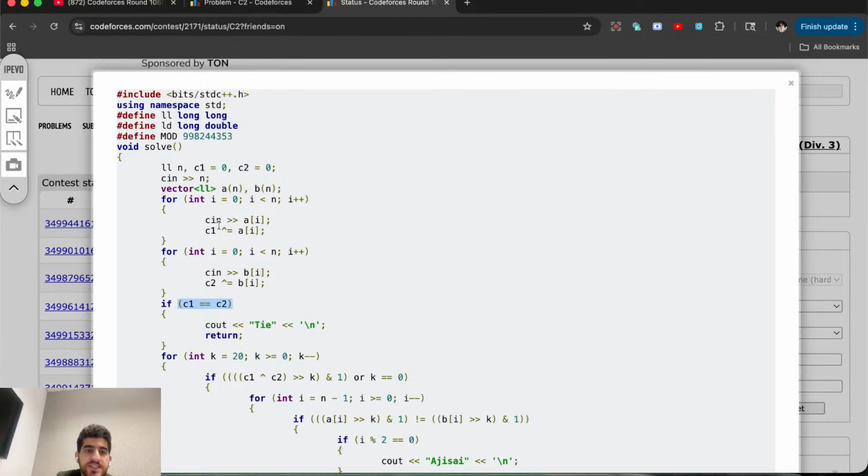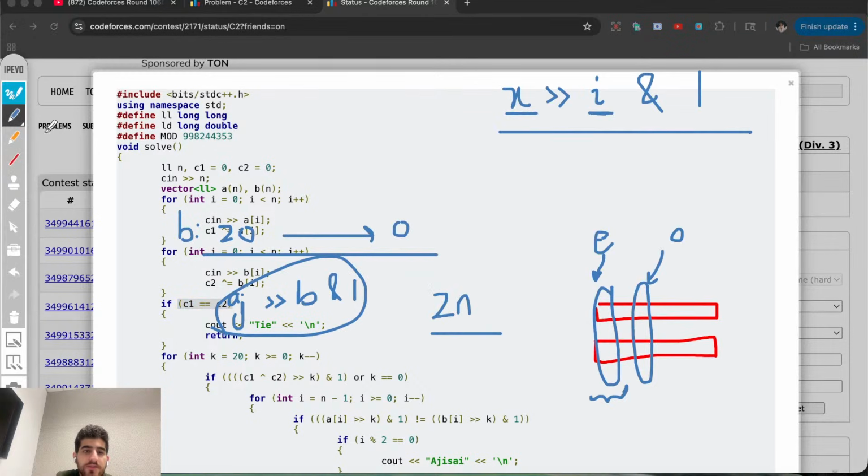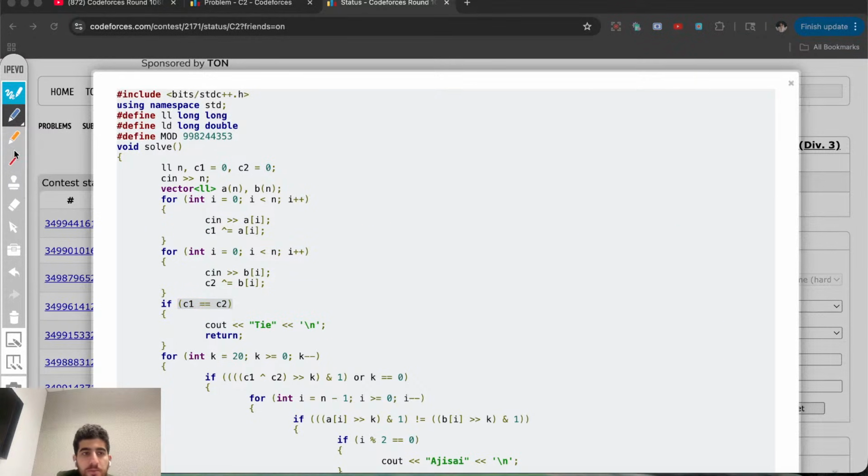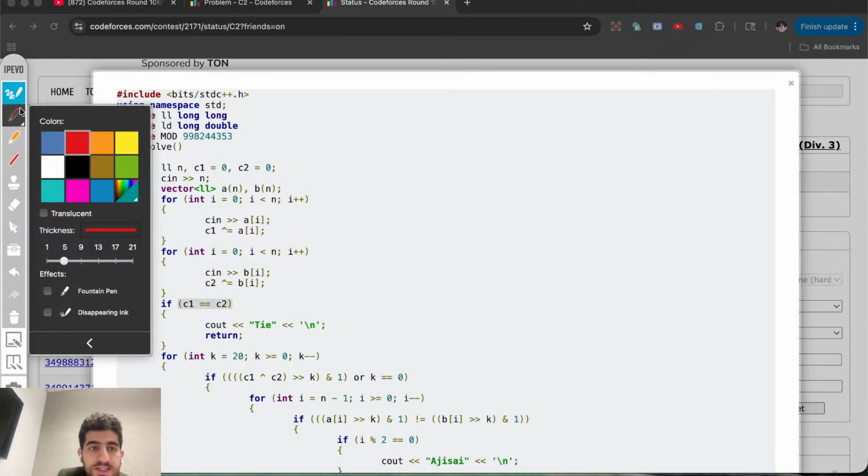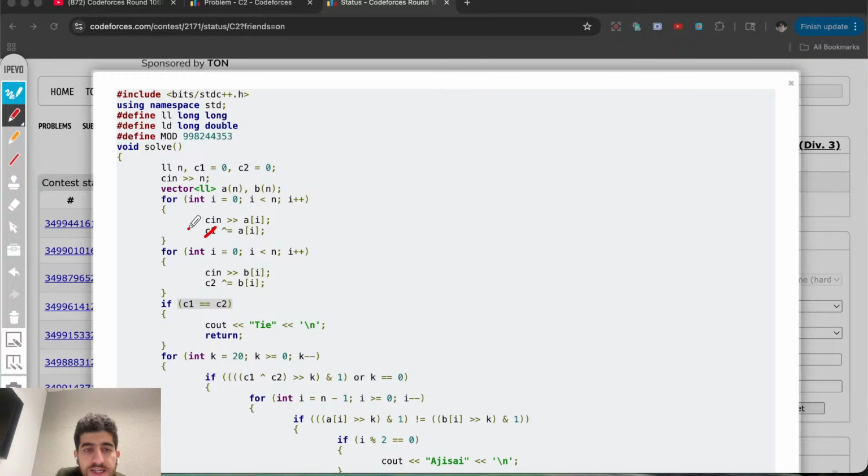Actually, if instead of C1 and C2 we had just C, if in both of them he was writing C, this if would turn into if C is 0. What does it check? It checks the XOR of all the numbers in A and the XOR of all the numbers in B.